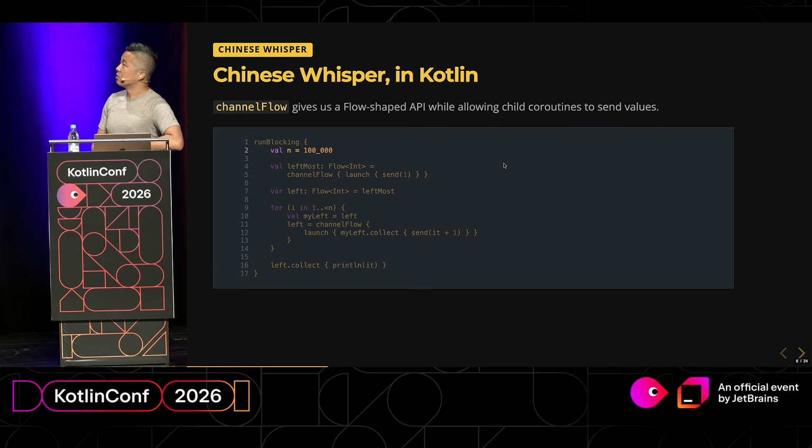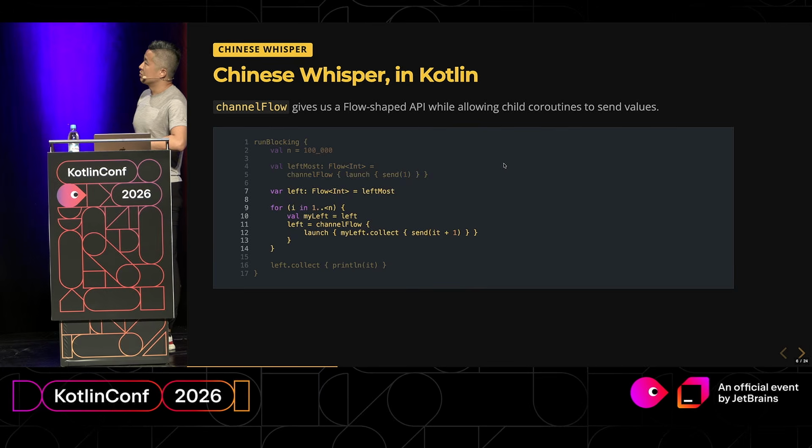So to make it challenging, we will make like 100K stages, 100K coroutines, because why not? All right. The first coroutine will just send one to the next one. It's an initial value, and for the rest of the coroutines, we will just listen to the previous one, get the number, plus one, and send it to the next one. All right.